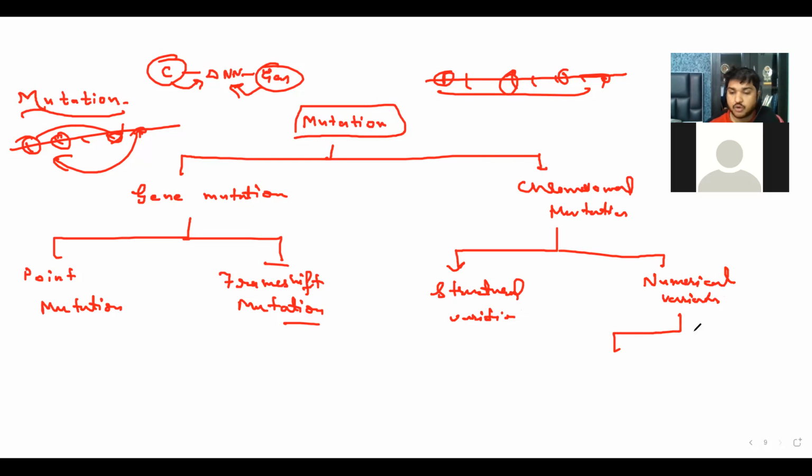Suppose I have a total of 46, right? If you are increasing or decreasing the chromosome number by one only, suppose I have 45 or 47, this comes under aneuploidy. Aneuploidy means only a difference by one. How many chromosomes do you have in one cell? 46. So if you reduce it by one or increase it by one, it is known as aneuploidy.